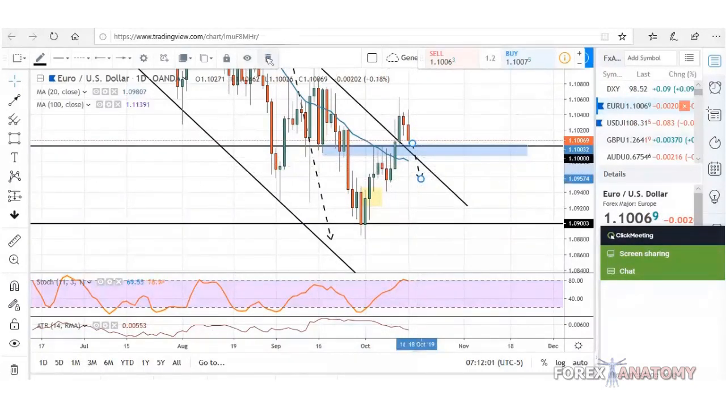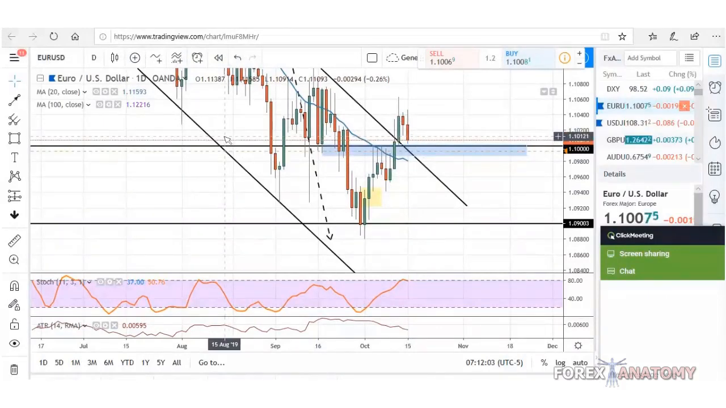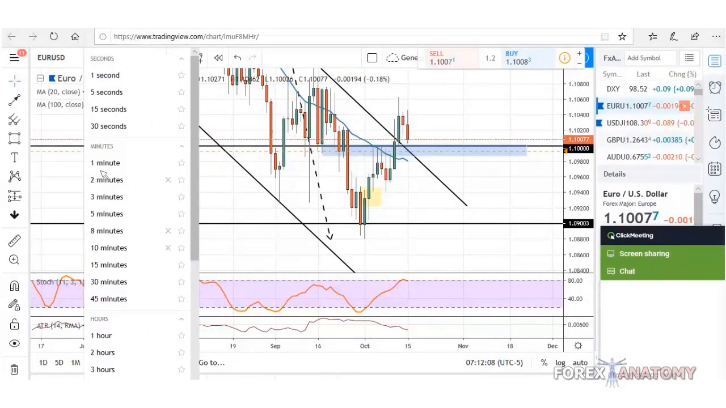But with that said, let us drop down to a smaller time frame just to see what is happening. So I'm just going to drop down to the 4 hour.